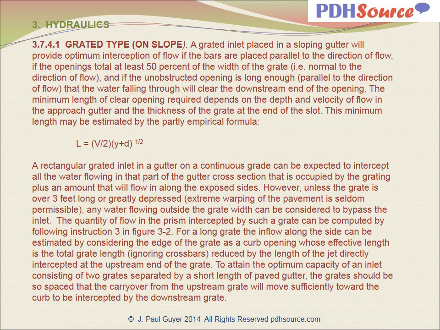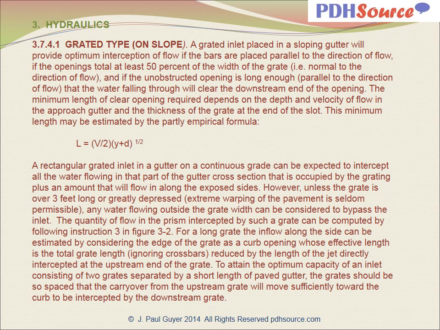Grated type inlets on a slope. A grated inlet placed in a sloping gutter will provide optimum interception of flow if the bars are placed parallel to the direction of flow, if the openings total at least 50% of the width of the grate, that is, normal to the direction of flow, and if the unobstructed opening is long enough parallel to the direction of flow that the water falling through will clear the downstream end of the opening.